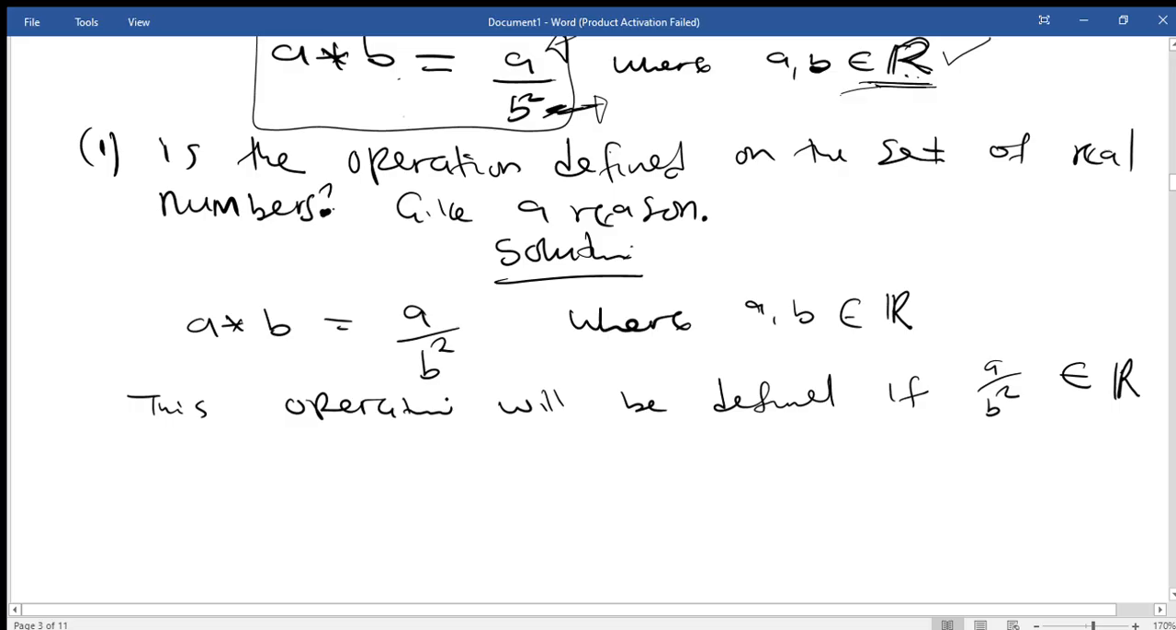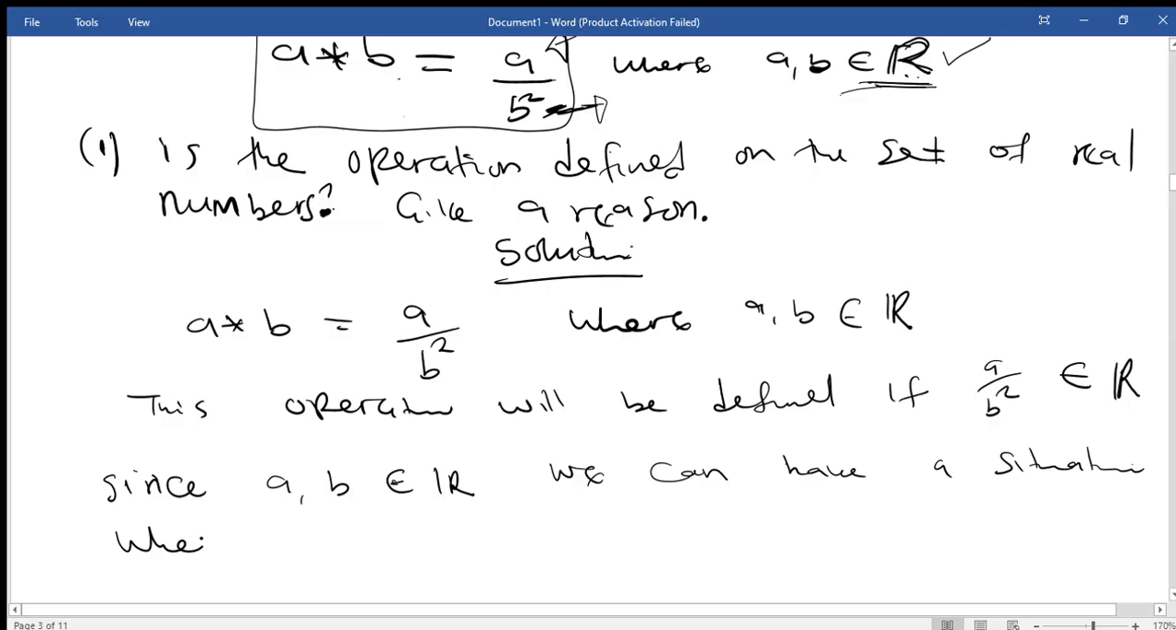So we're saying, since A and B are members of the real number set, we can have a situation where B is equal to 0, and we know that 0 is also part of the real number set. So we're trying to see a certain case, or try to think to say, is there a situation where this thing which we're going to have cannot exist in the real number set? That's what we're trying to look at.